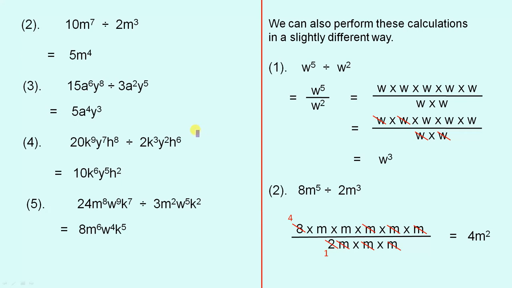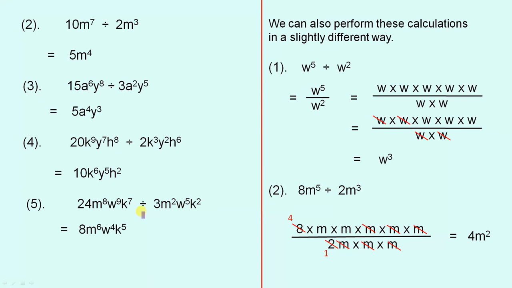Number 4. With this one here, we have 3 pronumerals there and 3 here. 20 divided by 2 is 10. K to the 9th divided by k cubed is k to the power of 6. Y to the 7th divided by y squared is y to the power of 5. And h to the 8th divided by h to the 6th is h squared. So in each case, we've subtracted the indices.